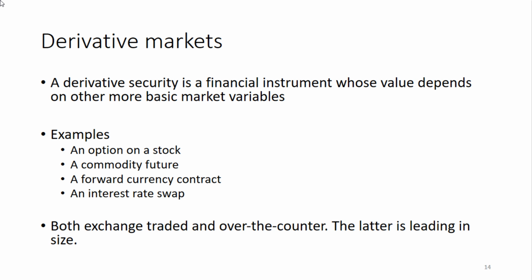So in the second part, we will discuss some of the most basic derivative securities, and we will see how they function and why they are so important. Let's first talk about what a derivative security actually is. Well, a derivative security is a security where the price of that security is dependent on the value of other securities or of other market variables.